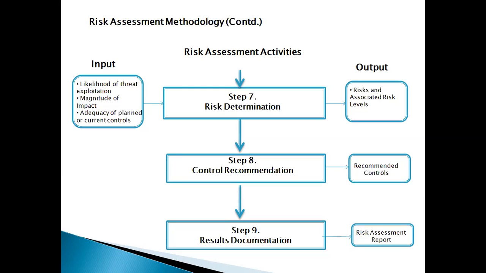Now the final step is result documentation. Once the risk assessment has been completed, meaning threat sources and vulnerabilities identified, risk assessed and recommended controls provided, the result should be documented in an official report or briefing. So the output from step 9 is a risk assessment report that describes the threats and vulnerabilities, measures the risk and provides recommendations for control implementation.